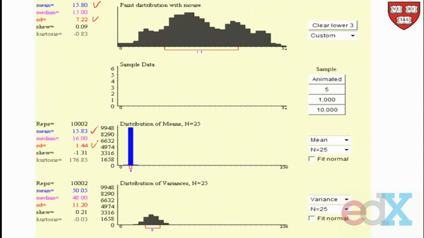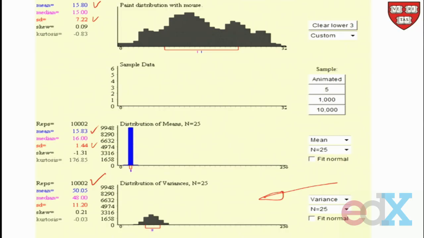Multiply 1.44 by 5, and what do we get? We get about 7.2. So pretty close. This time, though, what I'd like to do is let's look down here and see what's going on here. These are the 10,002 sample variances. Their mean is 50.05. So the mean of the sample variances is 50.05.